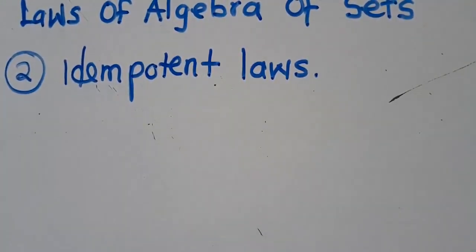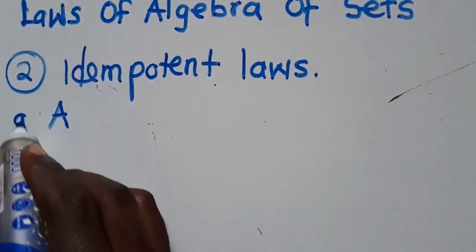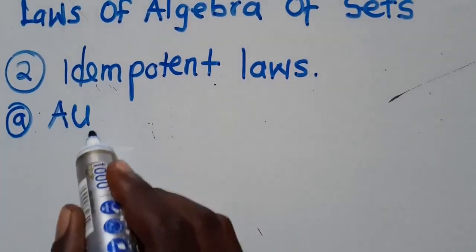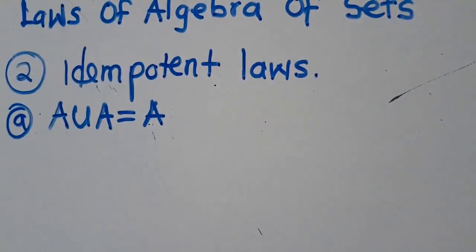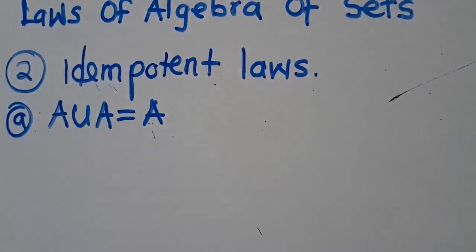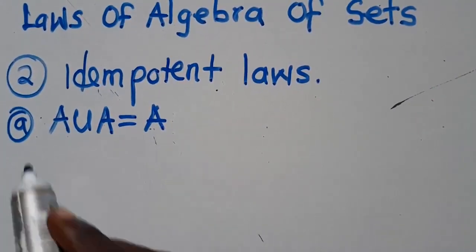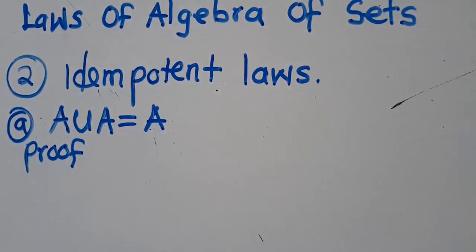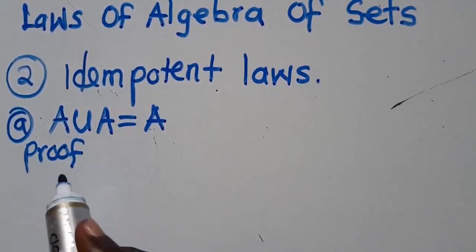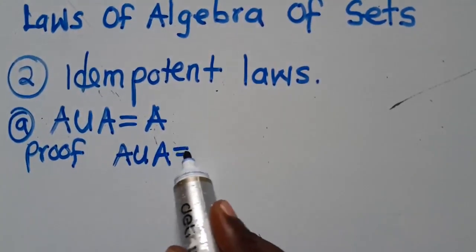So how do you go about this one? You know that the first one, so I'll say A. You know that A union A is equal to A, just like that. Have you seen the way I've done? So how can you prove this now? I've told you that you also need to know how to prove this. So this is just the same as what? It's just the same as A union A is equal to what?